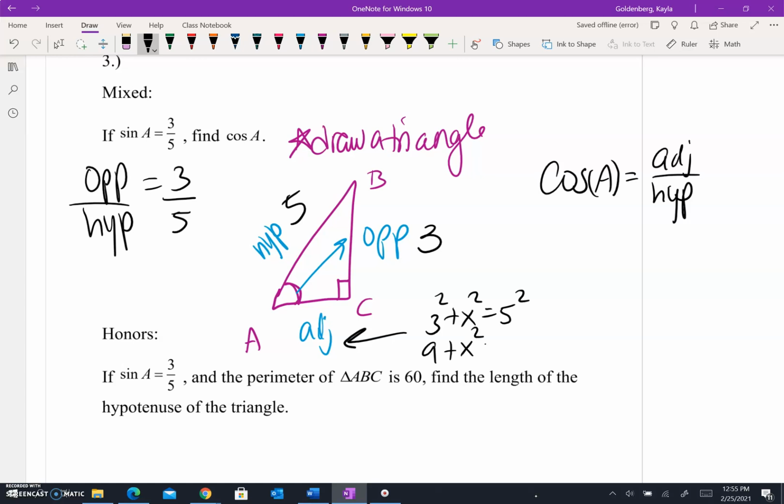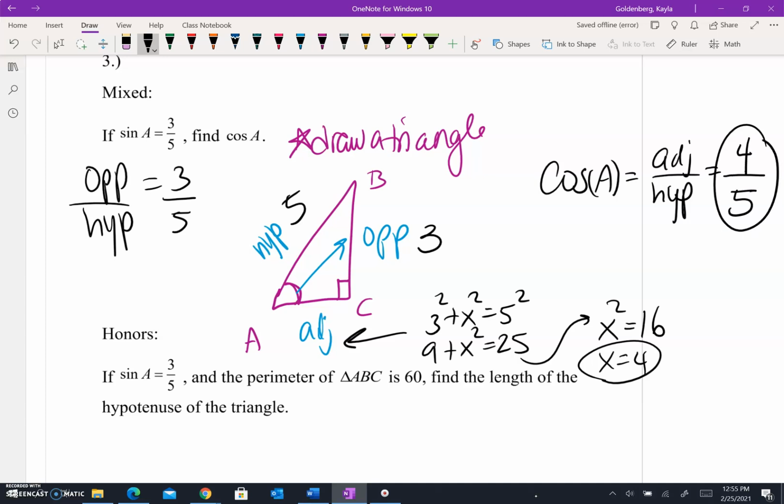9 plus x squared equals 25. If I move the 9 to the other side, subtracting 9 on both sides, I'll get 16, which means x has to be 4. Negative 4 would also square to be 16, but we want a positive for a side length. So my cosine is going to be adjacent 4 over hypotenuse of 5. So this one is a lot harder just because you have to do the process of drawing the triangle, figuring out a missing side, and then being able to do your ratio.